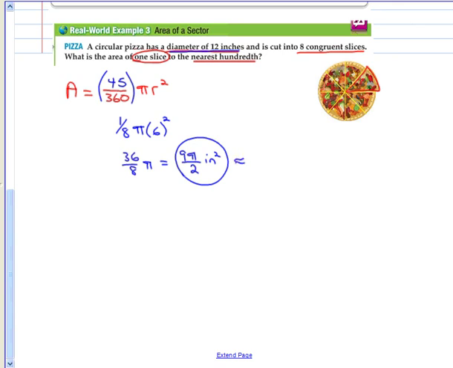Approximately, now to your calculator and tell me to the nearest hundredth. 14.14? 14.14 inches squared.